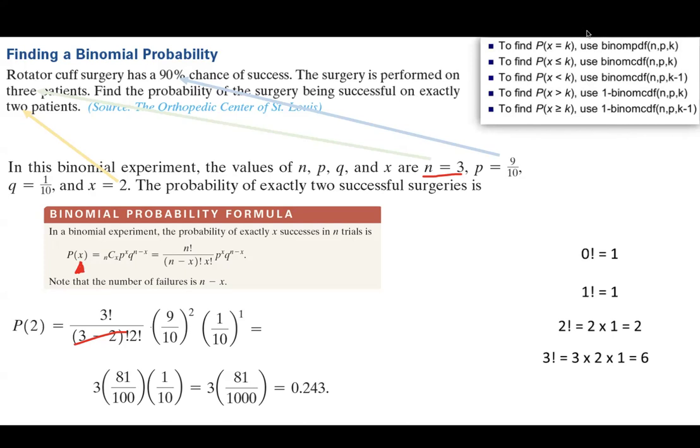When you're using your calculator to find the probability that x is equal to k or 2, you're going to use binomial PDF. For binomial CDF, it means that you have cumulative probability. When it says at least, at most, more than, less than, you're using binomial CDF. Other than that, you have to use binomial PDF when it says exactly 2. So here you have a keyword, exactly 2.